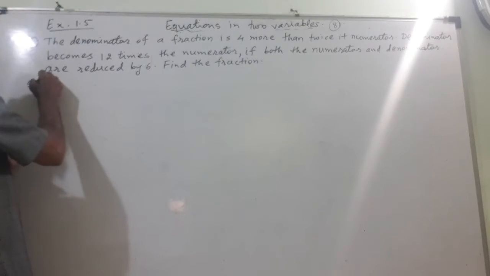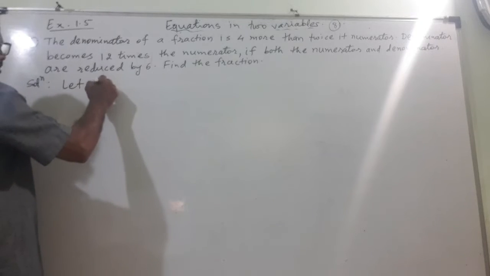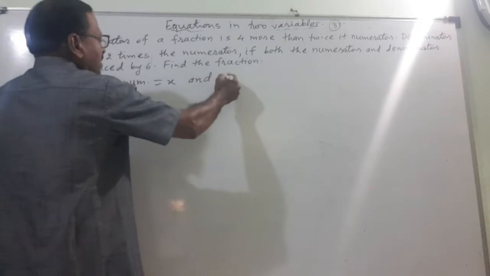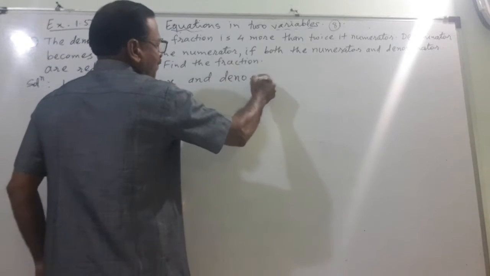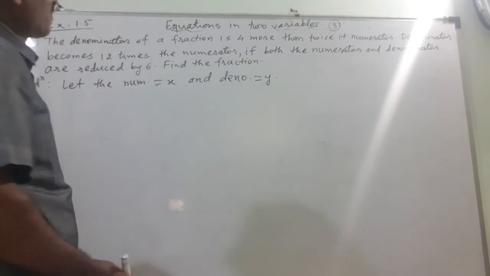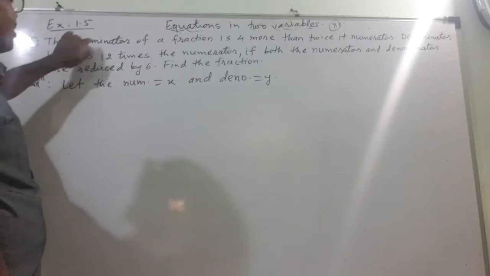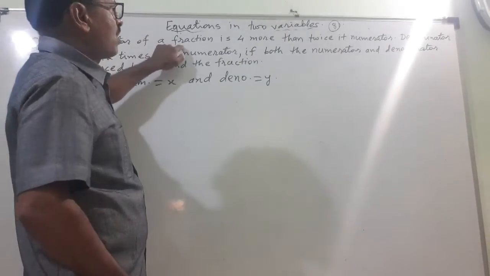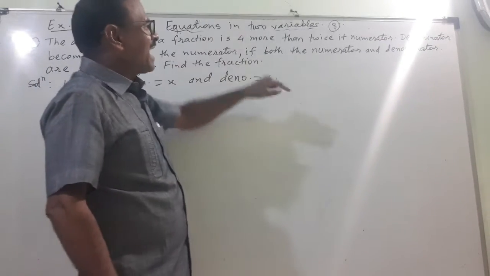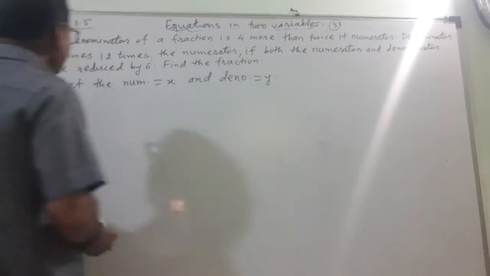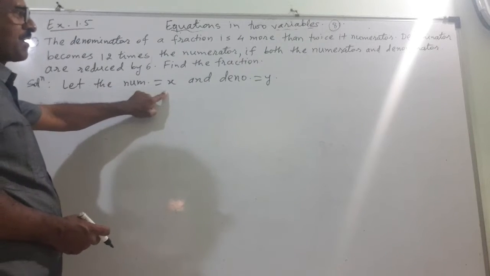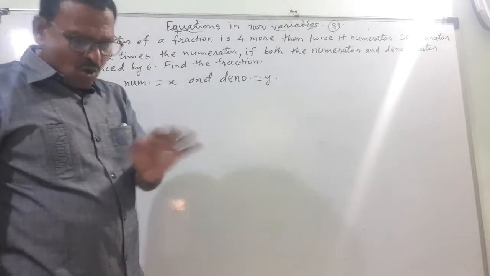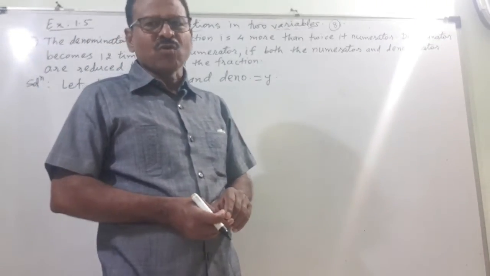Solution: let the numerator equal x and denominator equal y. Now what is that condition? The denominator of a fraction is 4 more. Who is more? Denominator is more. How much? 4 more than twice the numerator. Twice the numerator means 2 times x. Denominator is still more, that means the difference is 4.